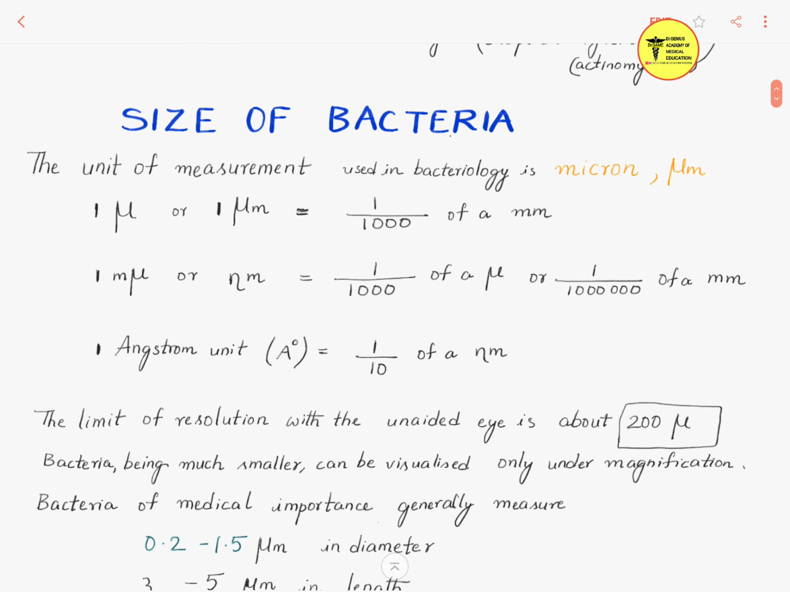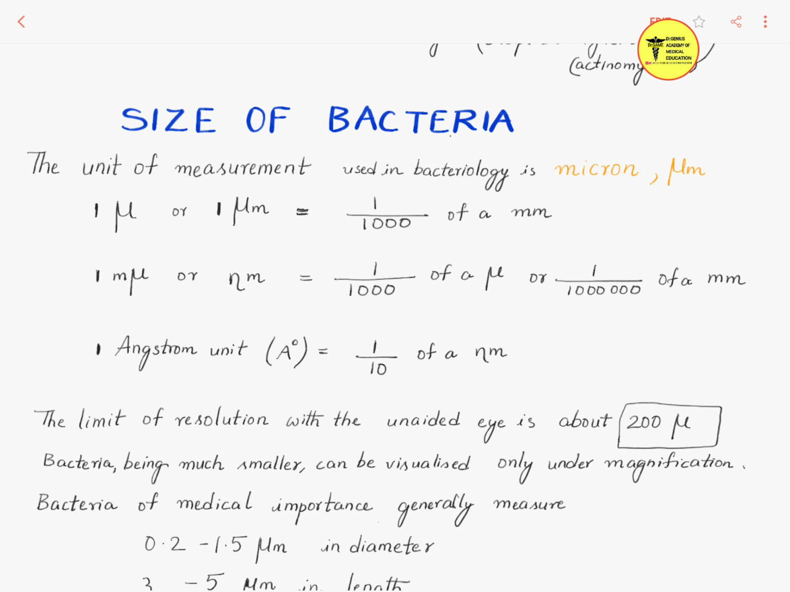Size of bacteria. The unit of measurement used in bacteriology is the micron, or micrometer. 1 micron or 1 micrometer is equal to 1 by 1000th of a millimeter. 1 millimicron or nanometer is equal to 1 by 1000th of a micron, or 1 millionth of a millimeter. 1 angstrom unit is equal to 1/10 of a nanometer.